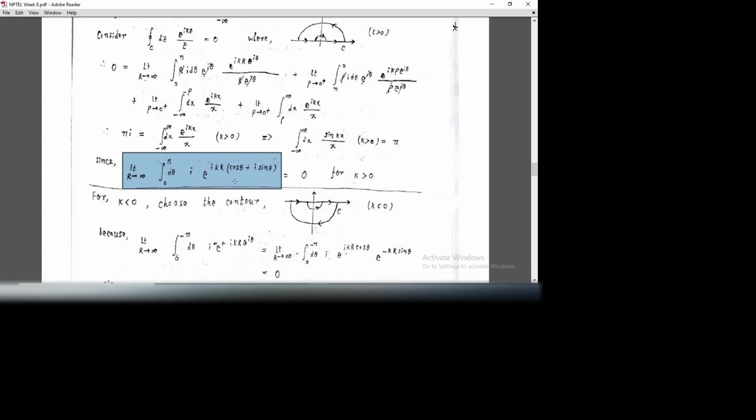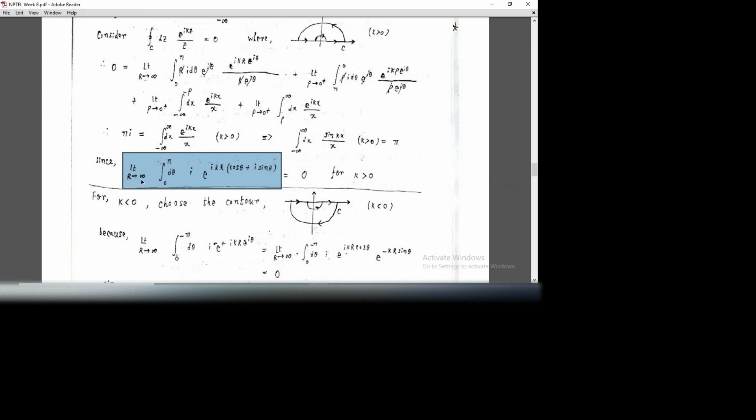Okay, that is fine. And now let us look at the first thing. So this is the first contribution, and I have just written e to the power i theta as cos theta plus i sin theta here.